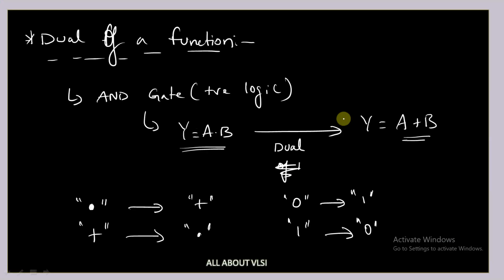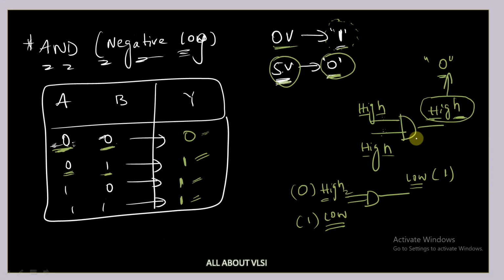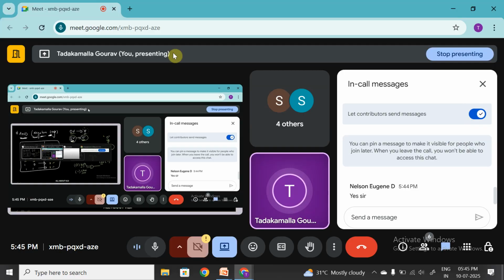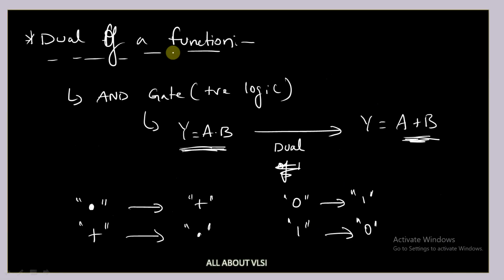Let's see. If we perform the dual on this function, that is y is equal to a dot b, we are getting a plus b. So what is this a plus b? Have we seen a plus b anywhere? If you take the minterms here, you will get y is equal to a plus b. What is this? AND gate in the negative logic. Am I right or wrong? Yes or no? Can you see this? So if you perform the dual of a function, you're converting from one logic to another logic.